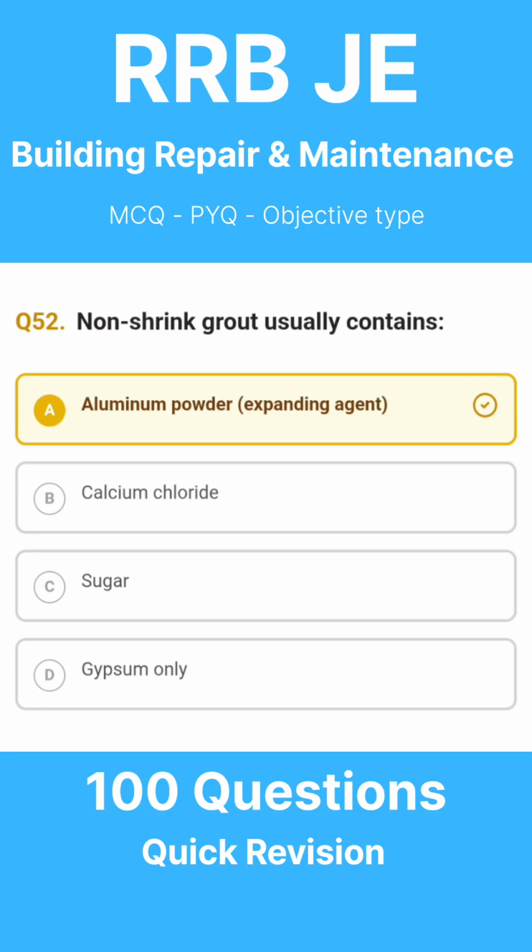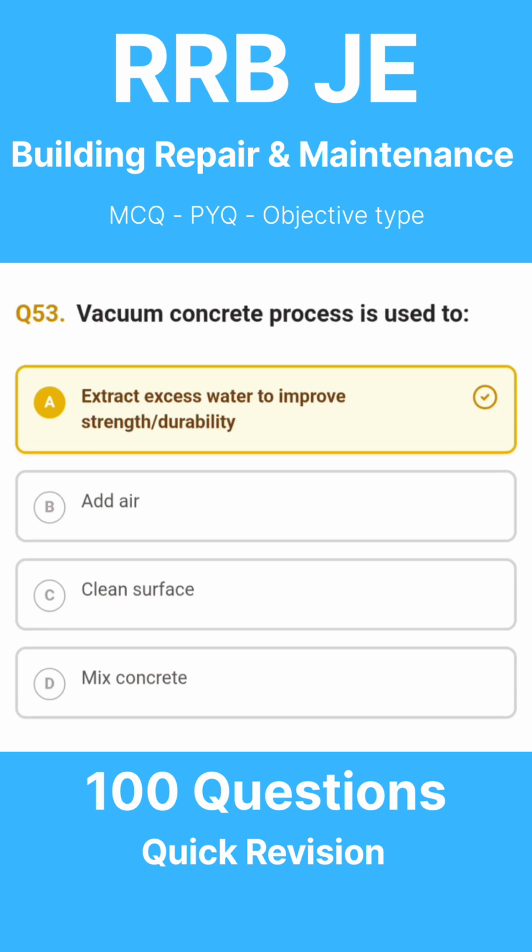Question 52. Non-shrink grout usually contains. The correct answer is aluminum powder, expanding agent. Question 53. Vacuum concrete process is used to. The correct answer is extract excess water to improve strength or durability.